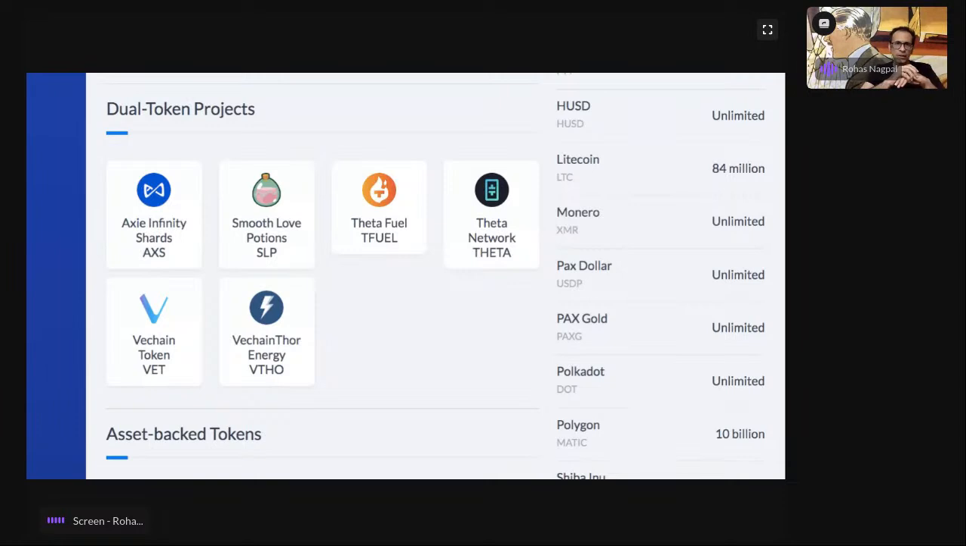Now, when we look at a dual token kind of model, why do we even think about it like this? So I think the strong point of this is that we can use one kind of token to power our transactions and another kind of token to control ownership of the platform.